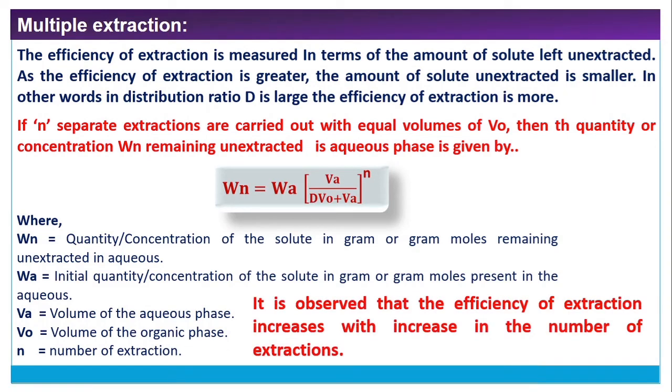It is observed that the efficiency of extraction increases with increasing the number of extractions. So rather than using a high value of D or a high volume of organic phase, if you increase the number of extractions, the efficiency of the extraction increases.